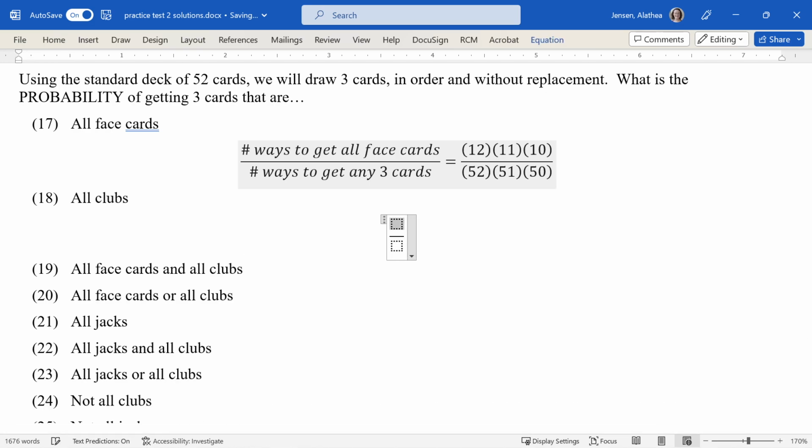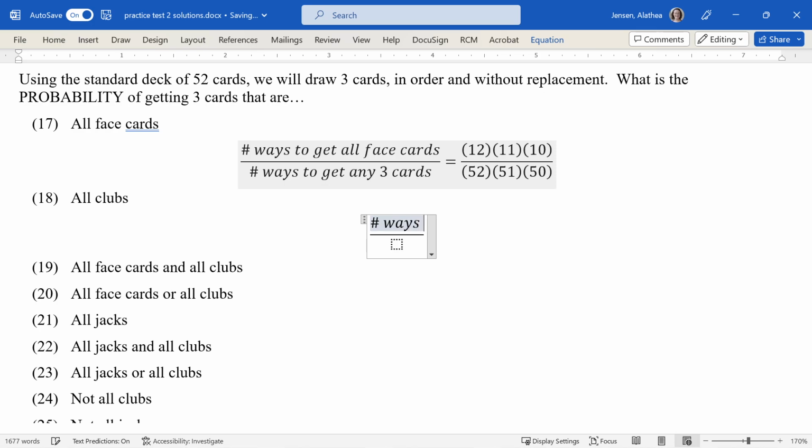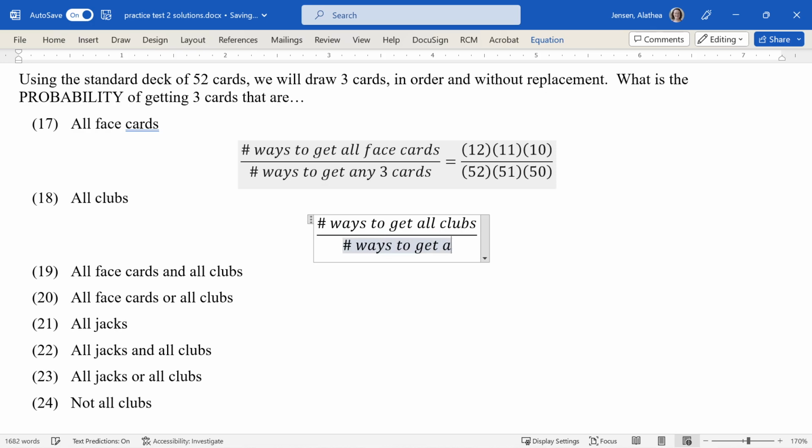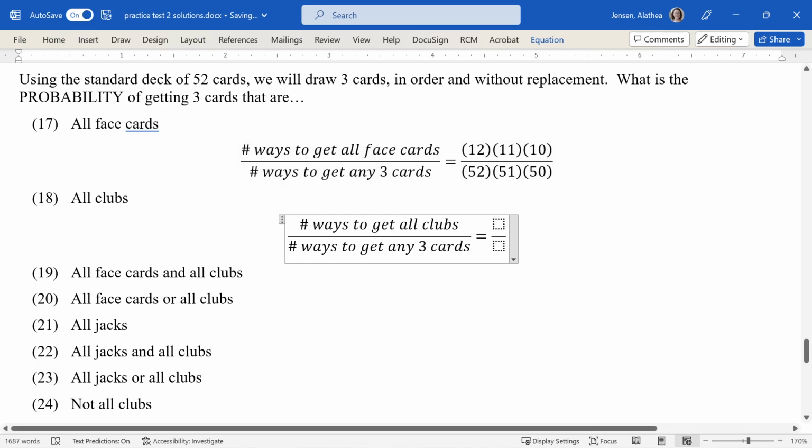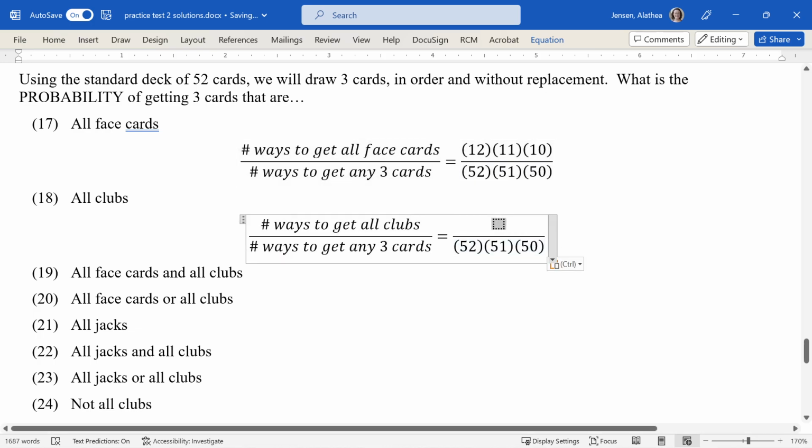So it's going to be the same way. On top, the number of ways to get all clubs. Bottom, the number of ways to get any 3 cards. Okay, so the bottom is going to be the same as what we had before. I'll just paste it. And then on the top, now we have to think a little bit. So we want to get all clubs. The first card needs to be a club. So how many clubs do we have?